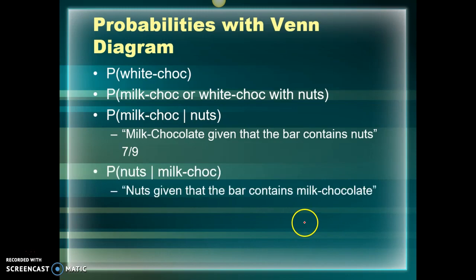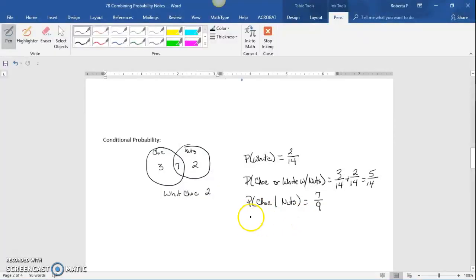And then if we flip that around and do the probability of nuts, given the fact that the bar was already chocolate, how many of them contain nuts and chocolate? Well, there's still 7 of those. But now we're talking about how many that have chocolate in them is 10.